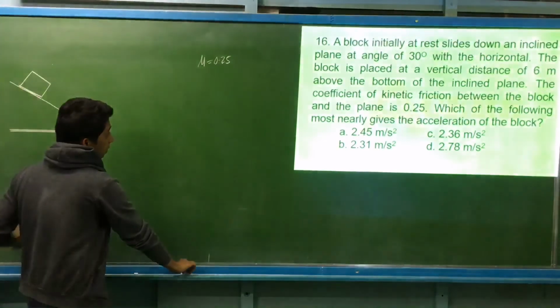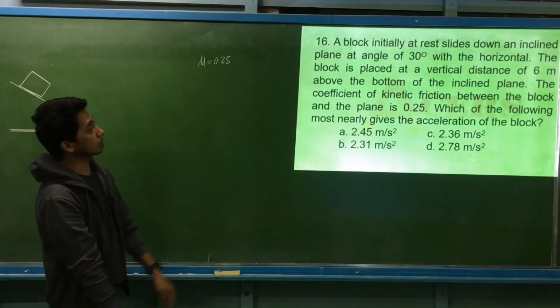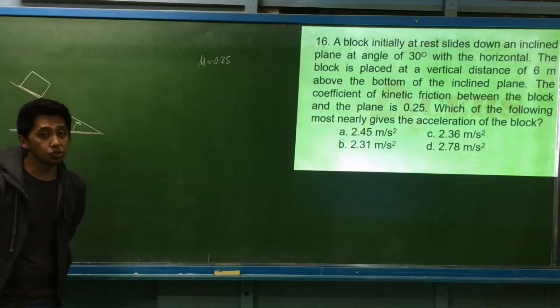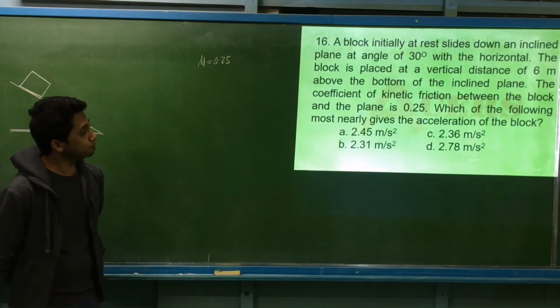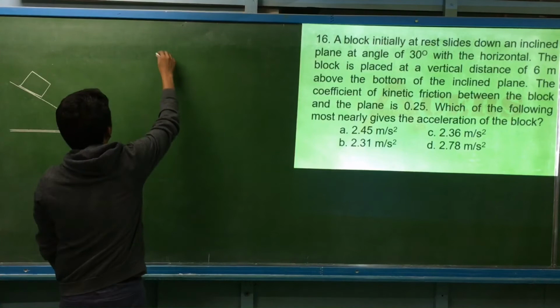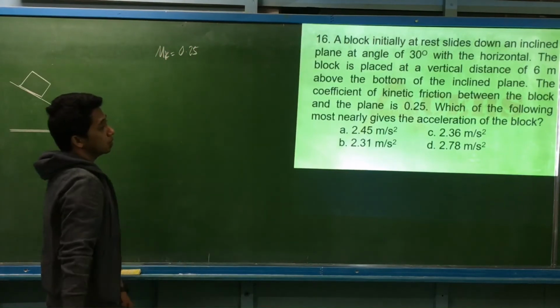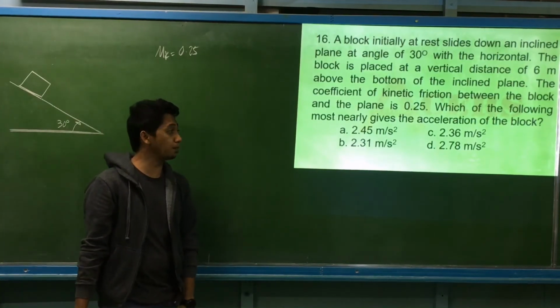Okay, for our next example, this is an inclined plane. So a block initially at rest slides down an inclined plane at angle 30 degrees with the horizontal. The block is placed at a vertical distance 60 meters above the bottom of the inclined plane. The coefficient of kinetic friction between the block and the plane is 0.25. So you have mu kinetic equal to 0.25. So which of the following most nearly gives the acceleration of the block?